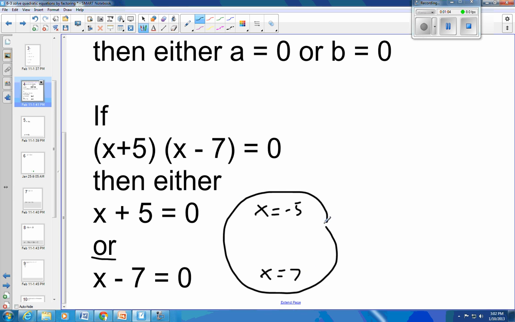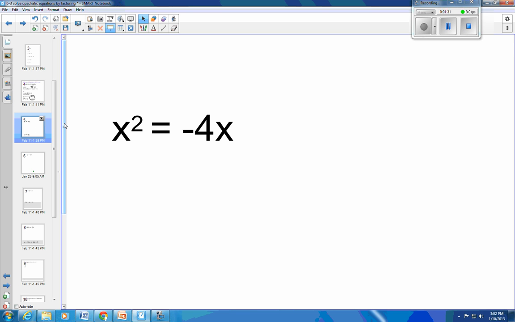And you might have 2 answers. You would have to plug them back into the original equation to see if they both worked. In this case, if we put a negative 5 here, that would be negative 5 plus 5 would be 0. 0 times anything would be 0. That would work. 7, if we plug the 7 in over here, then 7 minus 7 would be 0, and 0 times anything would give you 0. So that would work. So with that in mind, that's how we're going to go about solving these next problems.